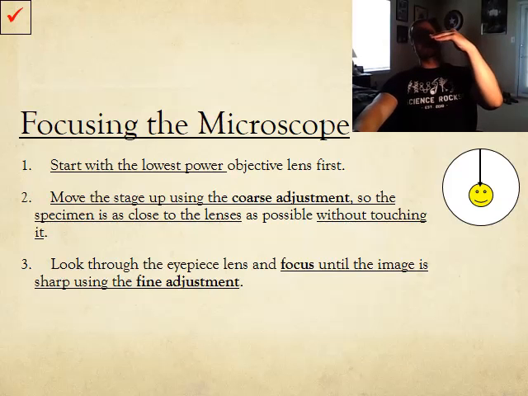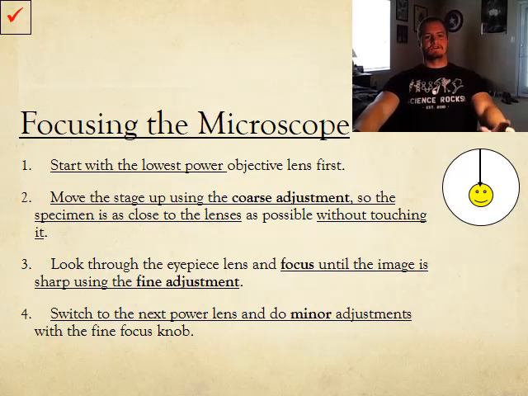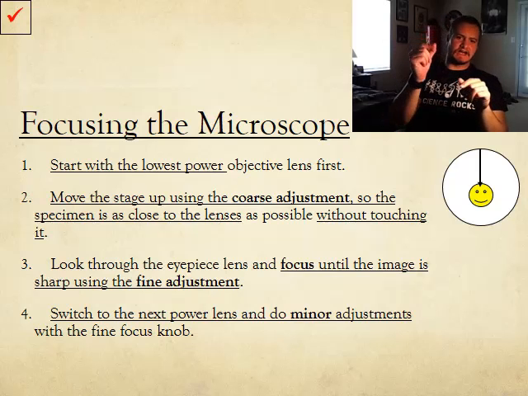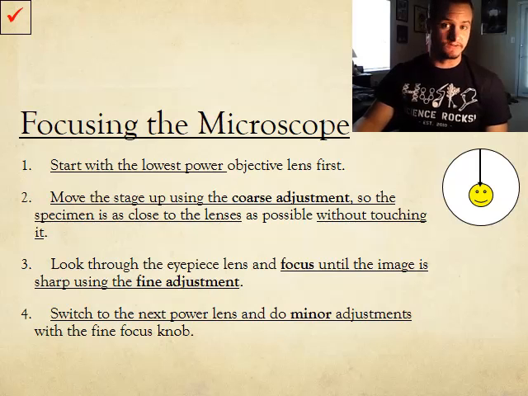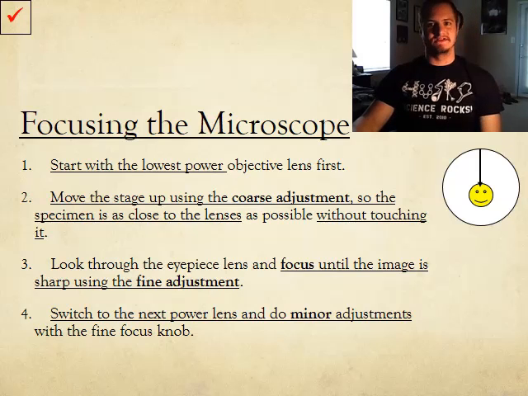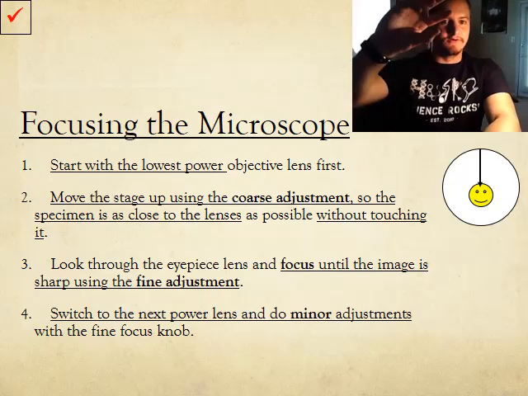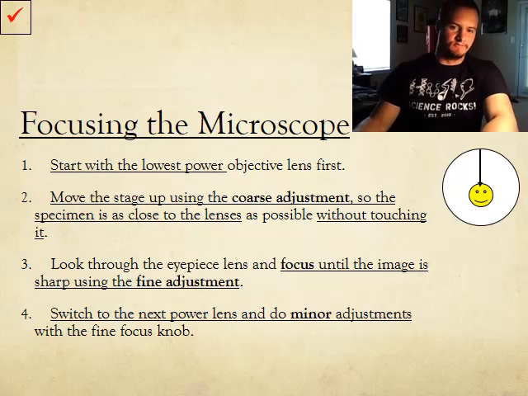So you start off all the way at the top and then gradually move the stage down until you can get a clear look of what you're trying to view. Next, switch to the next power lens and do more minor adjustments with the fine focus knob. Now, there's a little key to this. Inside your microscope lens, your eyepiece, you'll have a circle, we'll pretend that's a circle, and you'll have this little arrow that comes down from the eyepiece. When you shift up to your next power lens, whatever is at the tip of that arrow is what you're going to be zooming in on.